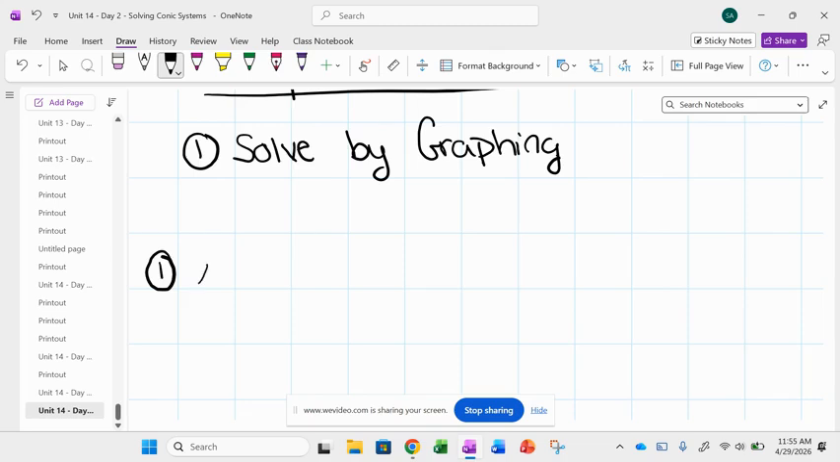Let's say I have the equation x equals the quantity of y minus 2 squared, and I have the equation x minus 2y equals negative 4. Okay, the first thing we want to do is figure out what kind of graphs do we have here? That x equals the quantity of y minus 2 squared. What is that?